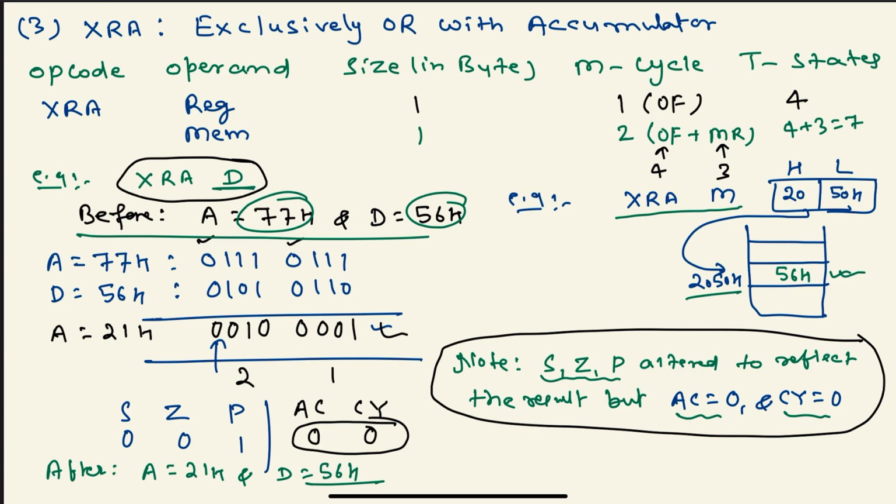And how the impact will be over these flags, and how we can find out the rest of the fields for this memory case also, all these bits I have explained with much clarity. So I hope you understand this instruction in a better way. Thank you.